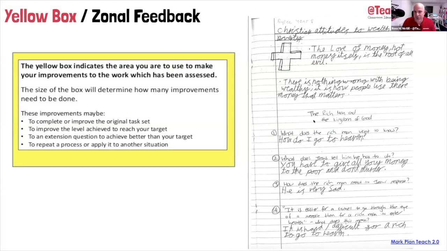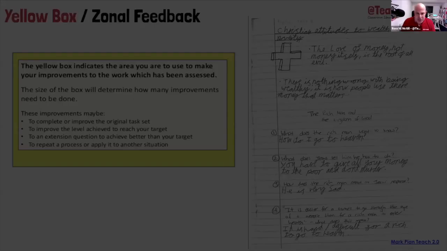Here is an example of an assignment. This is by Bryce, Christian Attitudes to Wealth and Poverty. He's in year 8, so he's about 12, 13 years old for people watching elsewhere. And you'll see there's a couple of paragraphs here. Now, I'm going to switch my visualizer on and talk you through what I would do if this was a routine and I knew Bryce, I knew what he was capable of, and he knew how to respond to my feedback. The principle is this.